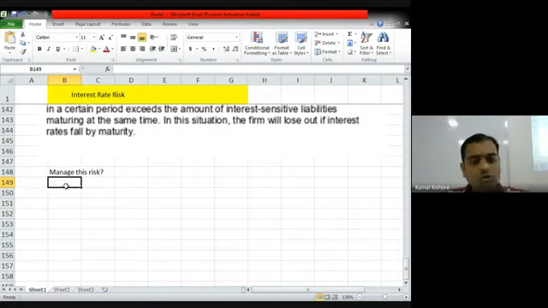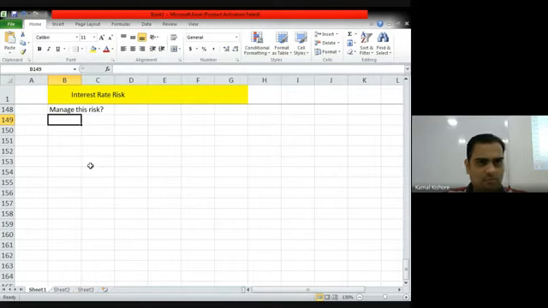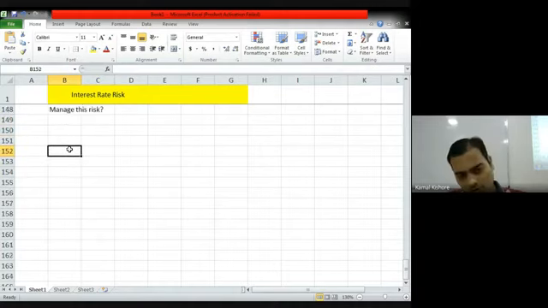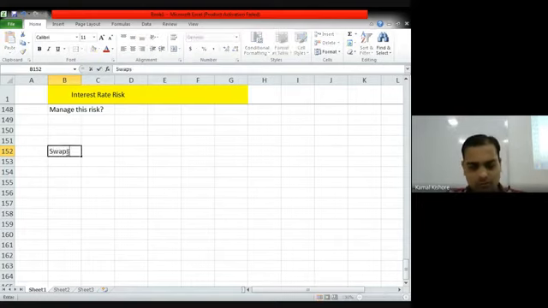So how do we manage this risk? You had some tools to manage the FX risk. We have similar tools to manage this interest rate risk. How do we manage this risk? Does anyone have any doubt? There are a few ways you manage this risk. First, let me talk about swaps.